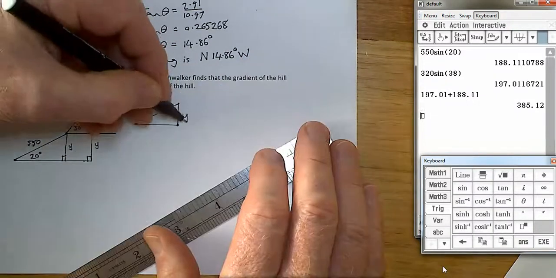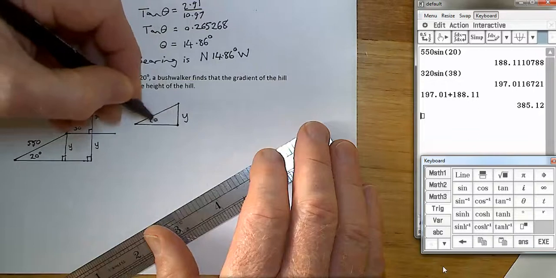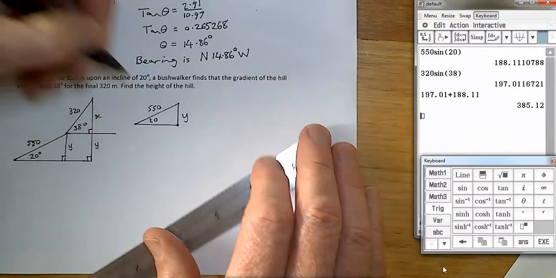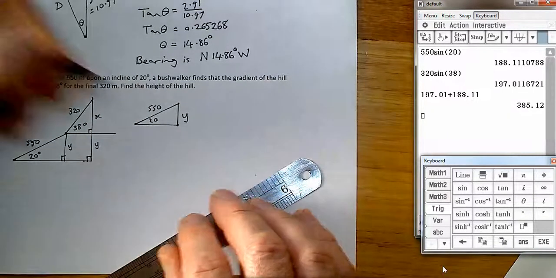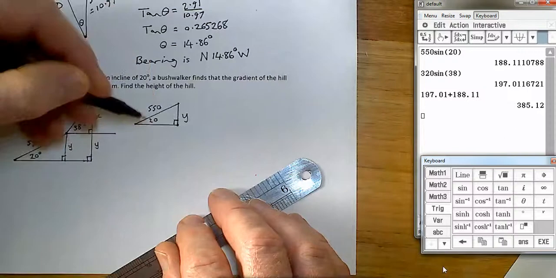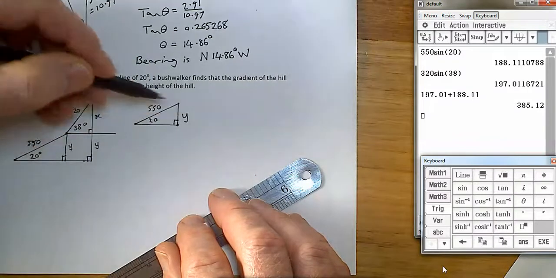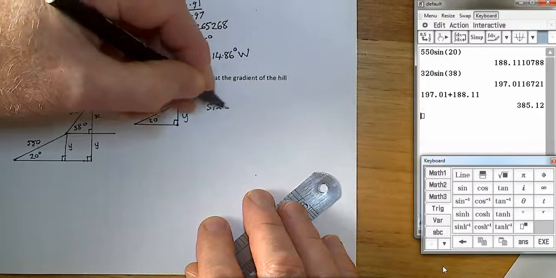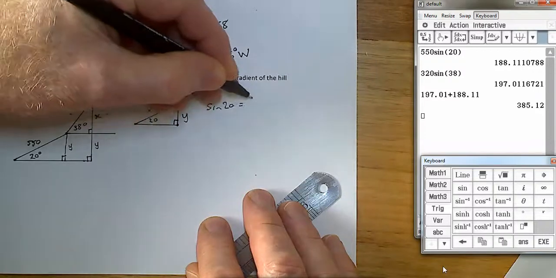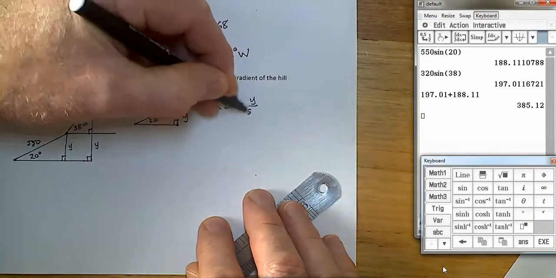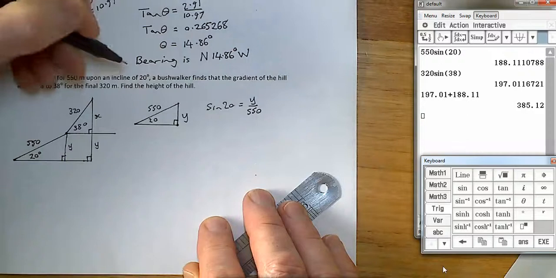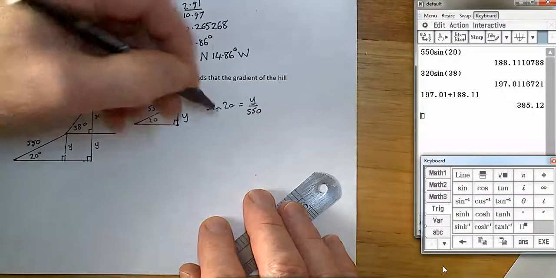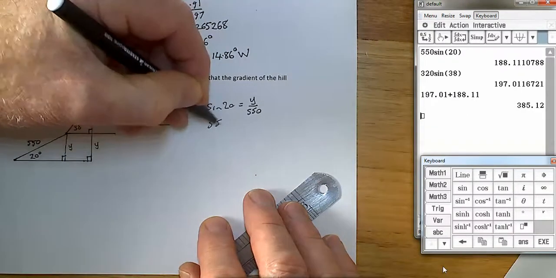We're looking at, that's y, 20 and 550. And we can say that in that triangle, it's opposite and hypotenuse. That's a sine question. The sine of 20 equals opposite over hypotenuse. Now if we times both sides by 550, that will get y by itself.